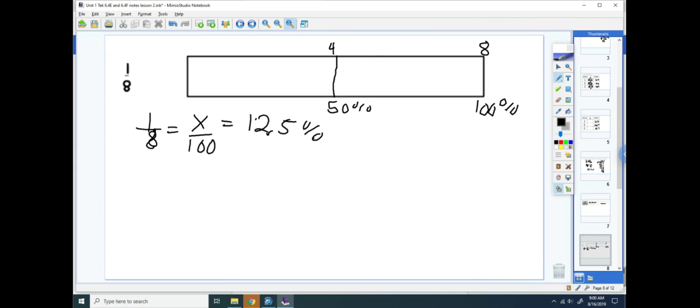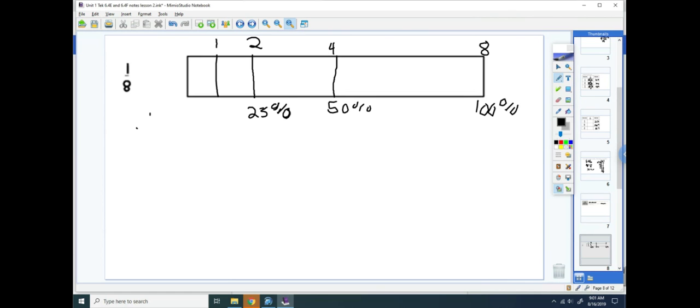I'm going to erase this so I can have some room. So I just did a half. I divided 8 by 2 and got 4. So 100 divided by 2 is 50. If I divide 4 by 2 again, that gives me 2, and 50 divided by 2 is 25%. So I can do that again. I can divide 2 by 2, which is 1, and then divide 2 into 25. So 2 goes into 2 one time.